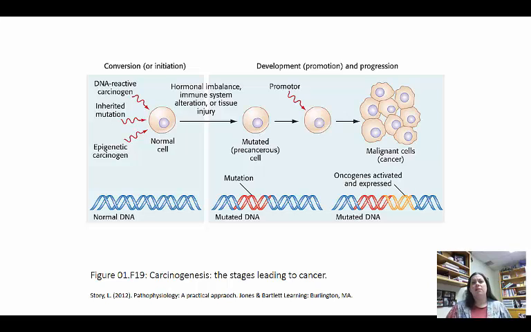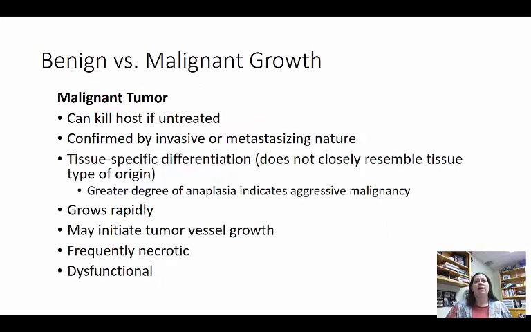So now let's talk a little bit about benign versus malignant growth. All right, so we're going to look at malignant tumors first. Malignant tumors can kill a host if they're left untreated. This is the kind that can be very deadly if it's left untreated. It's confirmed to be malignant if it is invading other tissues. This means it has metastasized, or it's spreading to other areas.